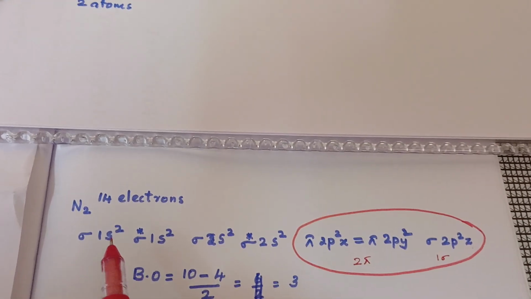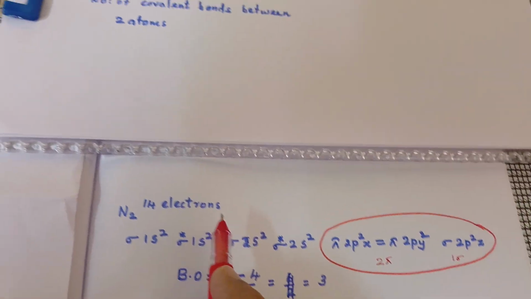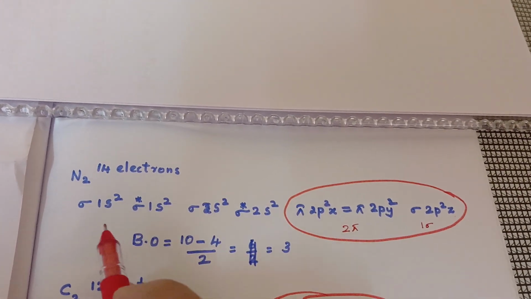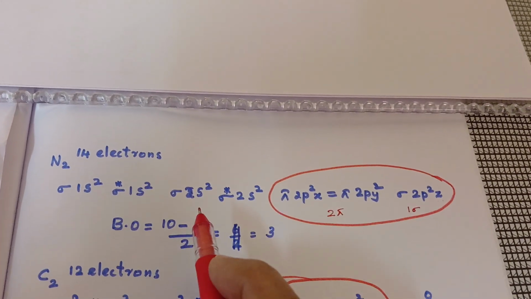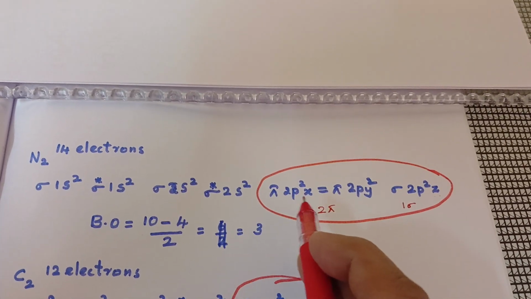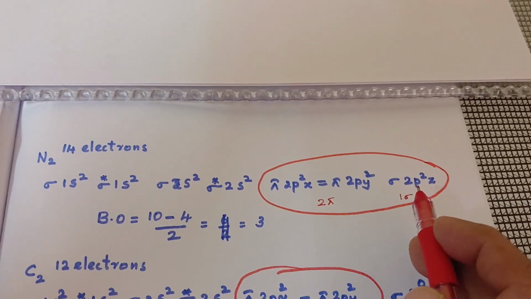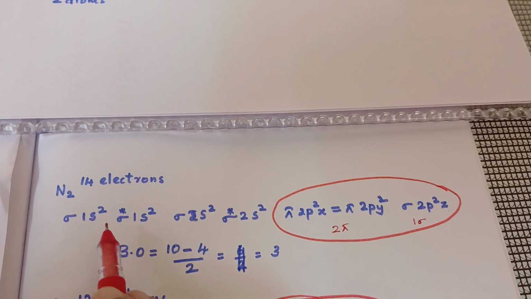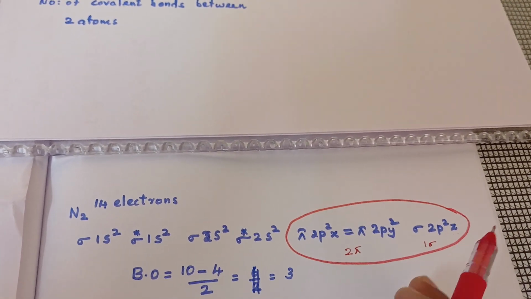Let us write them like this. So N2 means 14 electrons are there. One nitrogen is having 7 electrons, so two of them, 14 electrons. So sigma 1s2, sigma anti-bonding 1s2, sigma 2s2, sigma anti-bonding 2s2, then pi 2px2, pi 2py2, and sigma 2pz2. This is how the electrons are placed in the molecular orbitals.